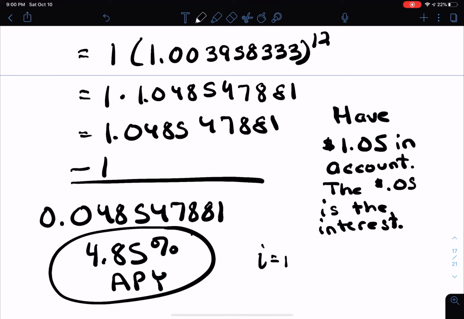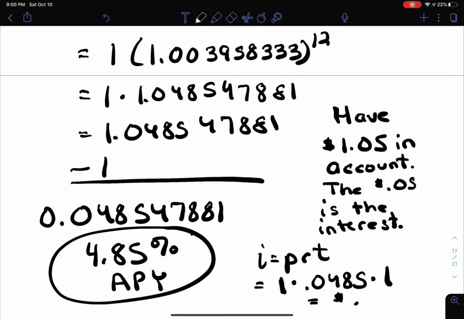Because if you do I equals PRT, it was $1 at this rate, 0.0485 times 1 year would have earned you 5 cents interest. So it's just another way of explaining what's happening with the account. If you don't want to try to explain to somebody the entire big compound interest formula, which can be a pain, instead you can say, well, let's do simple interest, but we have to use this other rate for it to come out the same in the end. So that's kind of interesting, isn't it?